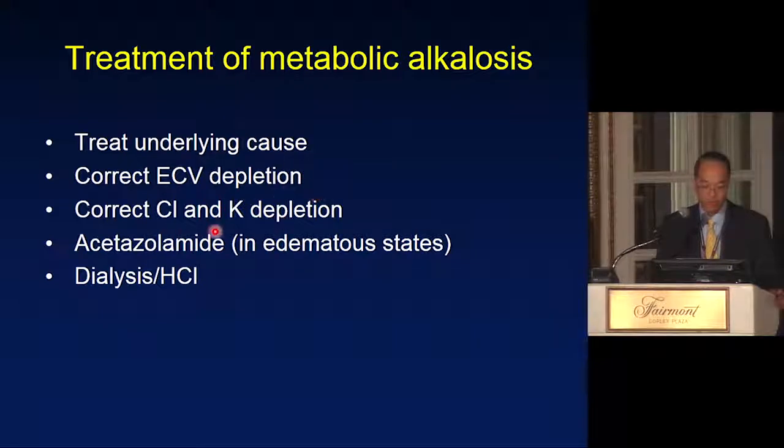If you have a patient who's not volume depleted but actually edematous, a good example being patients with heart failure who are being diuresed and develop alkalosis, you can try a drug that will acidify the blood but get rid of salt, and that's what acetazolamide does. And ultimately, in some patients who are very severely alkalotic, you have no choice but to dialyze them.